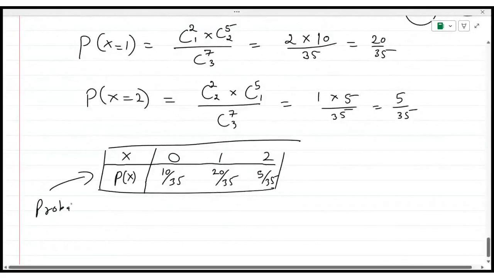Okay. Any doubt, any student have? Is this clear to all? Yes, sir, clear. Student? Okay.